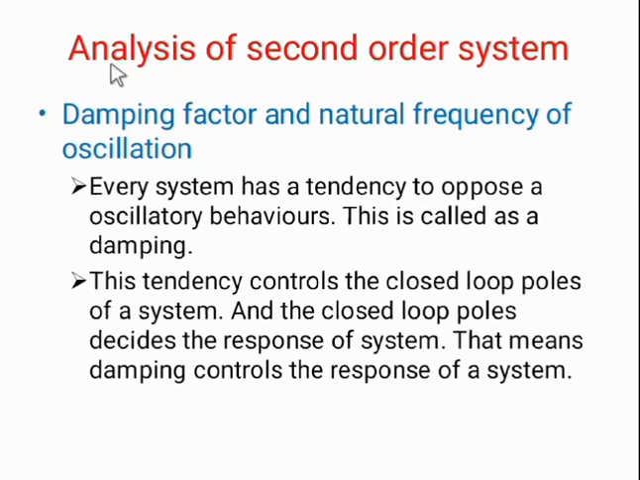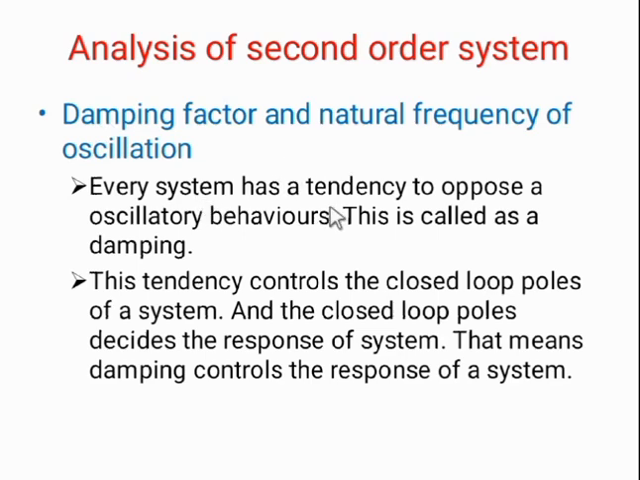Now the analysis of second order systems. Before studying the analysis of second order systems, we will discuss some important parameters related to the oscillatory behavior of the system. Second order means the power of s in the denominator equals 2. So first we will study some important parameters of second order systems. First one is the damping factor and natural frequency of oscillations.